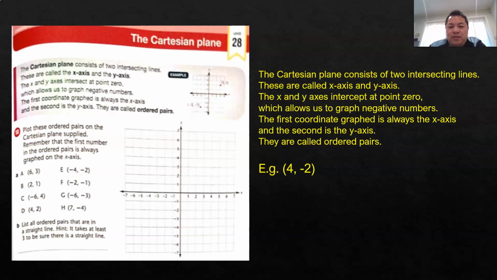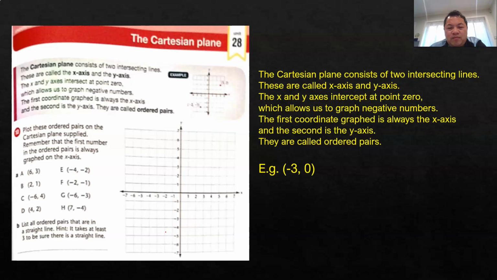Let's try another one. Give it a try. Where is (4, -2)? We did that already, didn't we? What about (-2, -5)? Again, you have to read along the x-axis first. -2 is somewhere around here, and for -5, you move downwards, somewhere around there. That's how you get (-2, -5). Yes, that's the point.